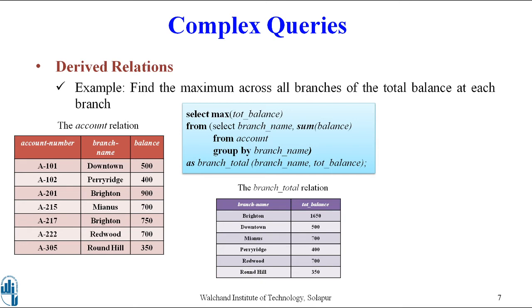The relation branch total is the result of the subquery written in the from clause, which finds the total balance at each branch. The result of this query is the maximum across all the branches of the total balance at each branch. In the relation branch total, the third tuple contains the maximum balance 1650 for the branch name Brighton. Hence, this tuple is in the final result.